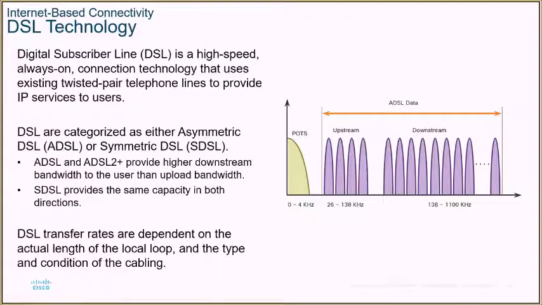Okay, so DSL is a high-speed, always-on connection technology that uses existing twisted pair telephone lines to provide IP services to users. DSL is characterized as either asymmetrical or symmetric, so ADSL or SDSL. So ADSL is more for your normal consumers because you have more download bandwidth than you have upload. SDSL means it's symmetrical, so you have the same up as down. DSL transfer rates are dependent on the actual length of the local loop and the type and condition of the cabling. So the longer the cable, the slower it's going to go. And so basically you have an area, 4 kilohertz, put aside for the old POTS network. And then this is ADSL, of course. So you've got this much upload frequency and this much download frequency, or actually more. It's not to scale. And so, of course, SDSL would be chopped in half, basically.